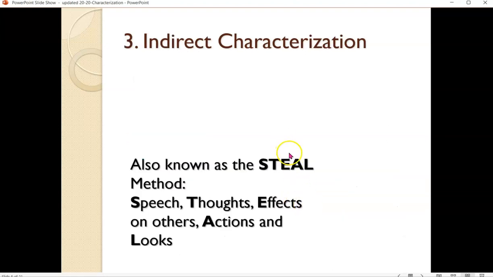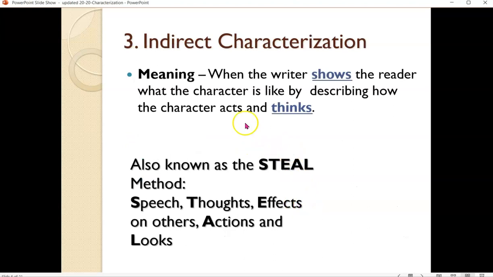Now, indirect characterization is a little different. And this is when the writer shows, okay? So here we have in blue, shows the reader what the character is like by describing, so using descriptive words, how the character acts and thinks. All right? And so a method that is commonly used is called the STEEL method. And the STEEL stands for, and this is what you want to make sure you have down, it's speech, thoughts, effects on others, actions, and looks.